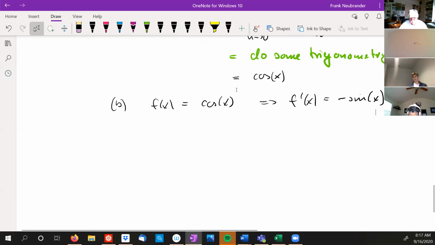Okay, so this is all what I want to do today. It's 8:17. Tomorrow then examples, examples, examples, examples, how to use the rules and how to simplify derivatives.